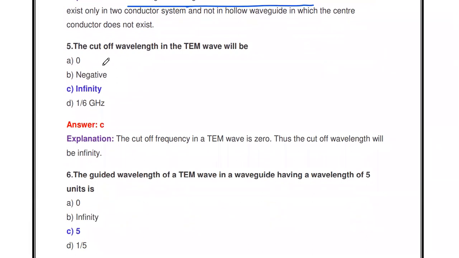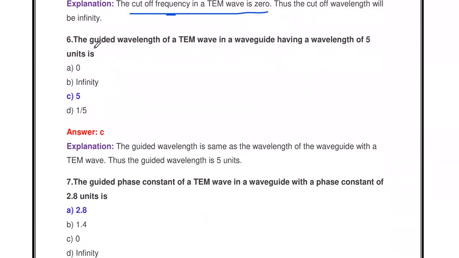The next question: the cutoff wavelength in a TEM wave will be dash. The cutoff wavelength in a TEM wave is infinity. The cutoff frequency of a TEM wave is 0, so the cutoff wavelength will be infinity. Cutoff frequency and wavelength are inversely proportional, so cutoff frequency 0 means the cutoff wavelength of TEM is infinity.